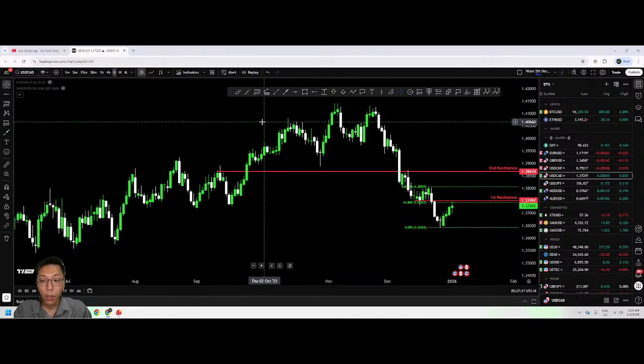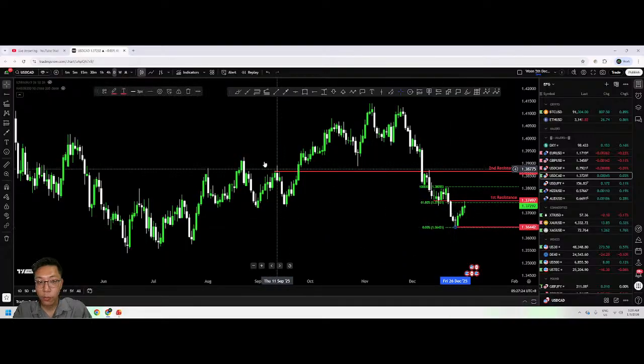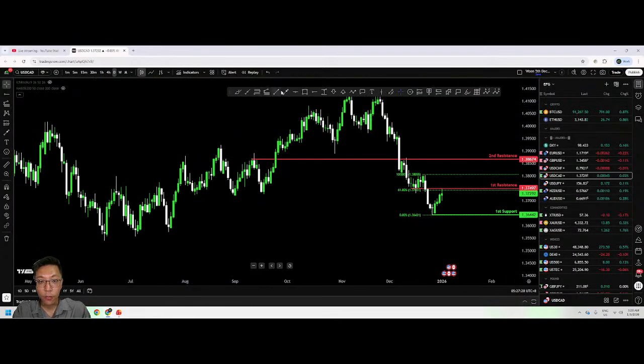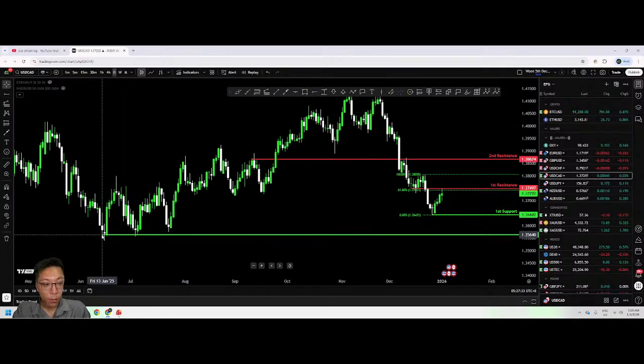Okay, and also the next thing is our first support. It will be right at this swing low support level over here. Then the next thing is of course our second support, which is this common level over here.